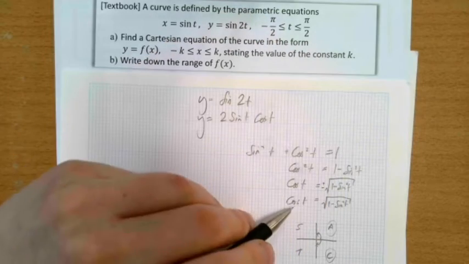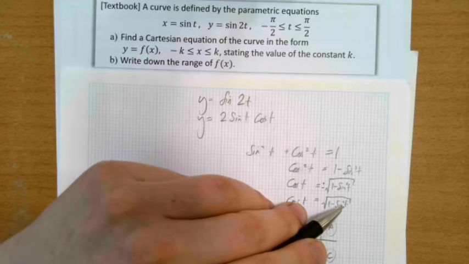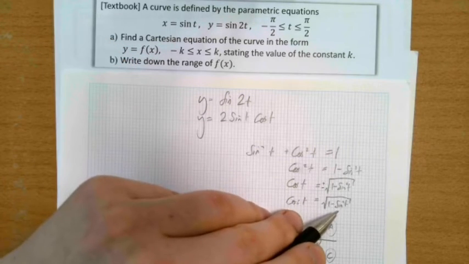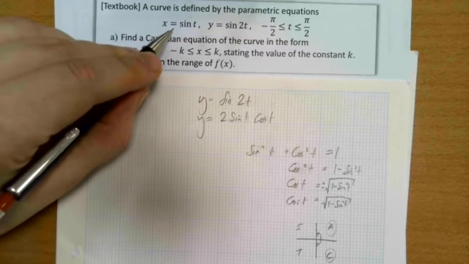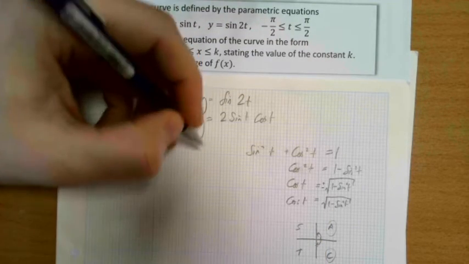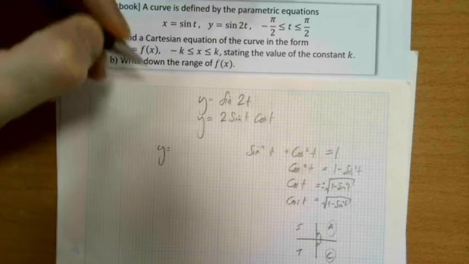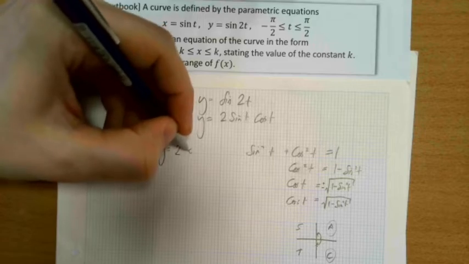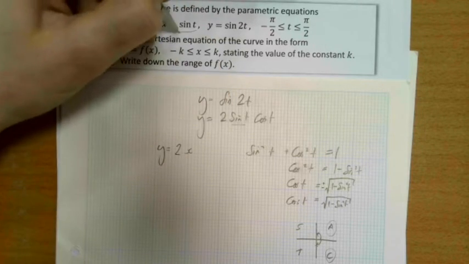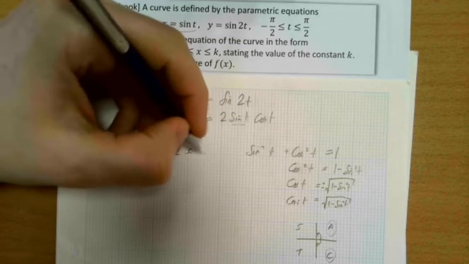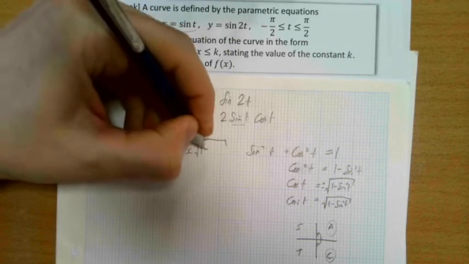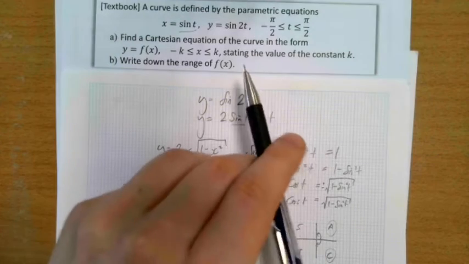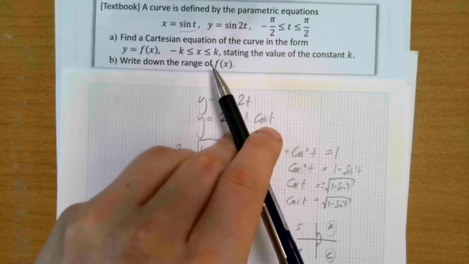Right, excellent. Now we know that cos t is the square root of 1 minus sine squared t, we can substitute all this in, can't we? Because we've got everything ultimately in terms of sine, which we know is what x is equal to. So I can write that y is equal to 2x times the square root of 1 minus x squared. The issue is I've not stated my domain yet, have I?